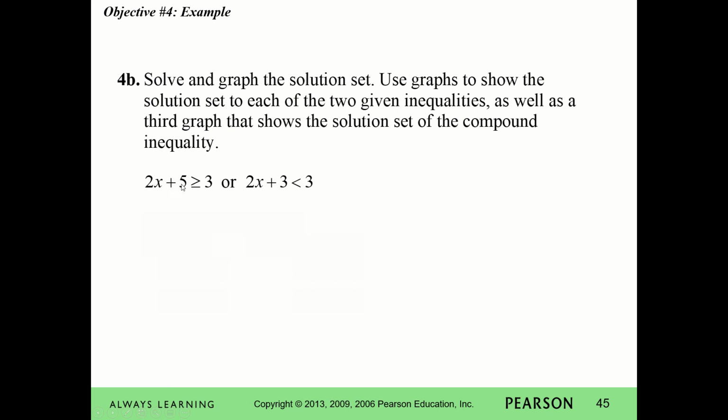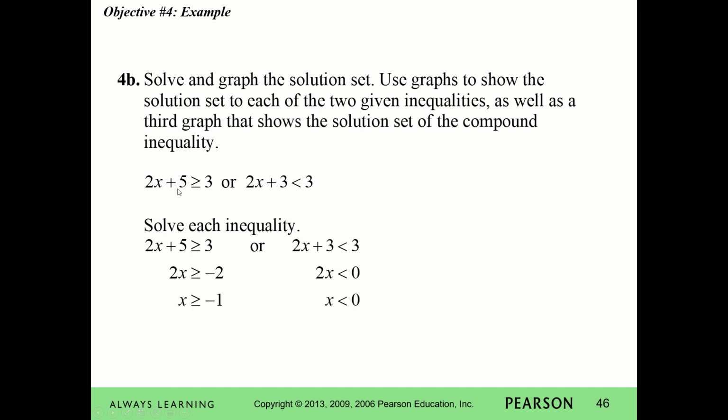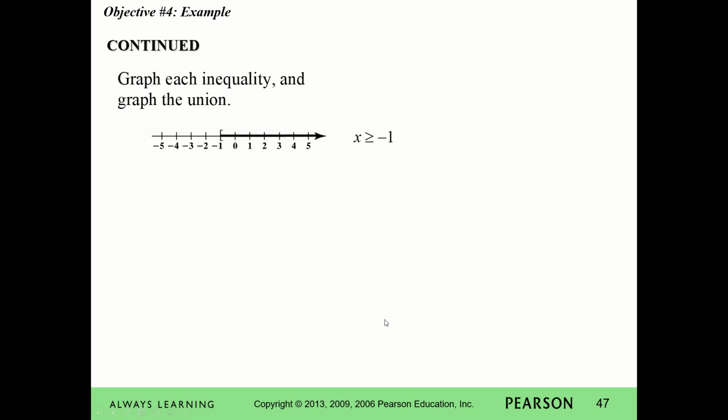Let's try this one. We have 2x plus 5 is greater than or equal to 3, or 2x plus 3 is less than 3. Solve each of them separately. We're going to subtract 5 from both sides and divide both sides by 2. In this case, we're going to subtract 3 from both sides and divide by 2. So we get that x is greater than or equal to negative 1, or x is less than 0.